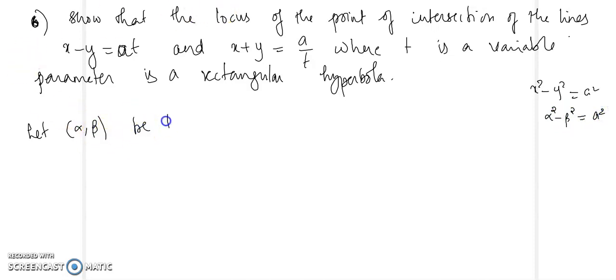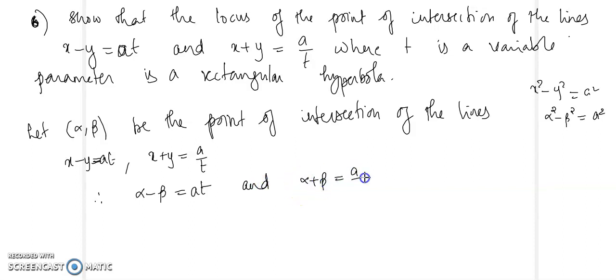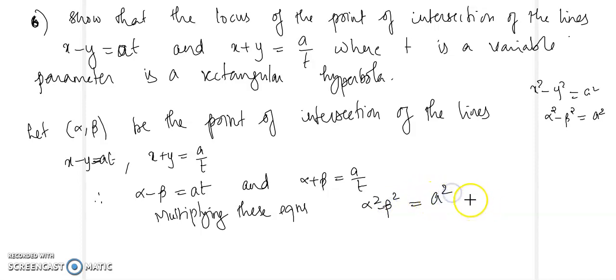So let (alpha, beta) be the point of intersection of the lines. So you have x minus y equal to at and x plus y equal to a by t. Then, therefore, since (alpha, beta) is the point of intersection, it will satisfy both equations. So alpha minus beta will be equal to at and alpha plus beta will be equal to a by t. So multiplying these equations, we will get alpha square minus beta square equal to, when you multiply, you will get a square. So you have alpha square minus beta square equal to a square.